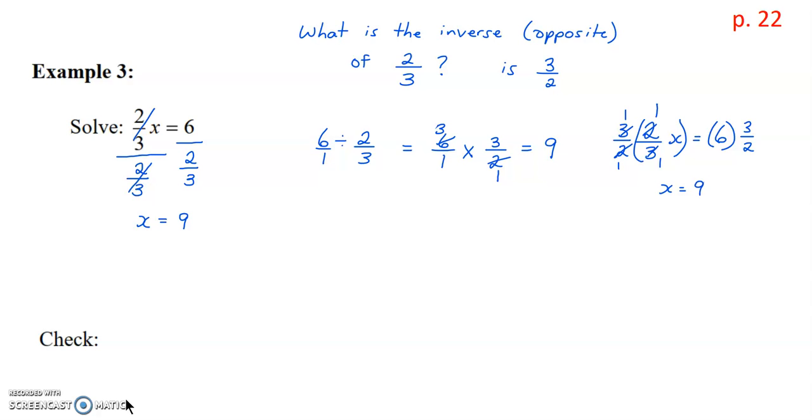Now, when you want to do a check with fractions, you do need to substitute back in that original equation. So 2/3 times 9, which we'll place over 1, is equal to 6. And then we see we can cross reduce here with the 3 and 9, divide by 3 and divide by 3, and 2 times 3 is 6, and the denominator is 1, so 6 over 1 is the same thing as 6, so we know we have a balanced equation.